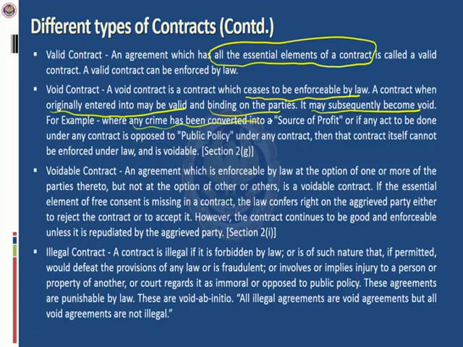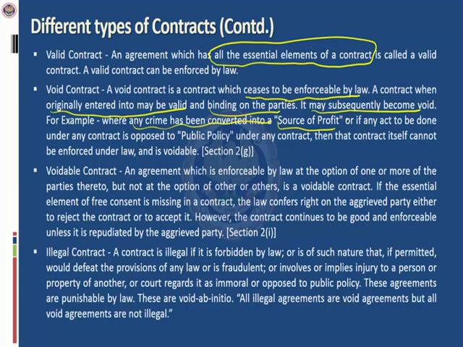For example, any crime which has been converted into a source of profit, or if an act to be done under any contract is opposed to public policy. Now I talk about the words opposed to public policy. What can that be? One small example. Public offices exist, say, the post of an MP, an MLA, an MCD councillor, maybe in the ministries at certain levels, or maybe the president and the prime minister are a public office. If any such public office is being contracted about or sold, or there has been a dealing with respect to holding a public office, that is opposed to public policy, and any such contract is void.